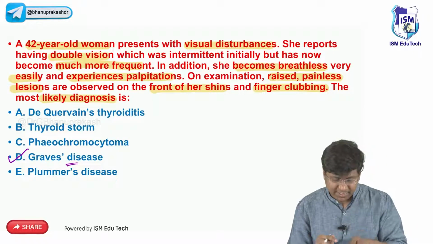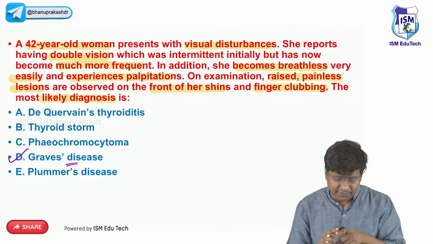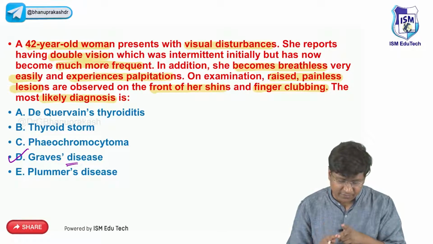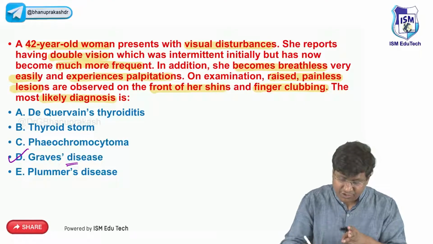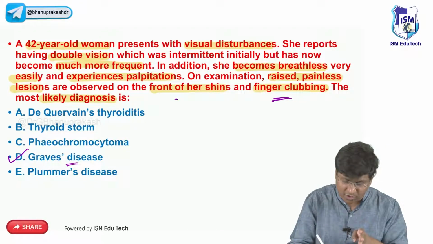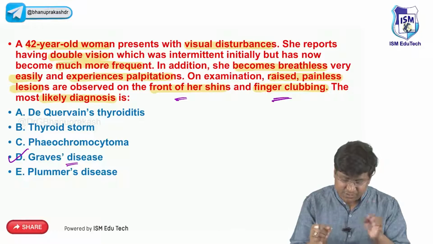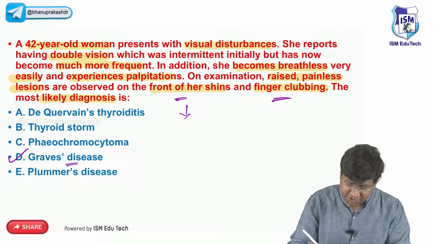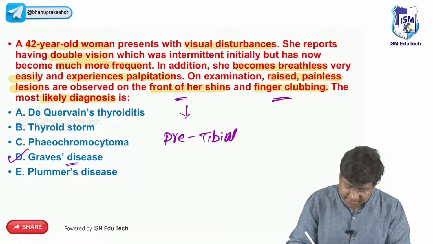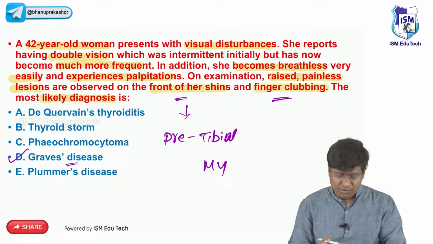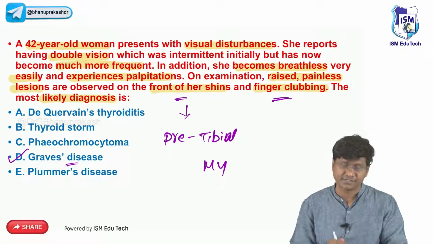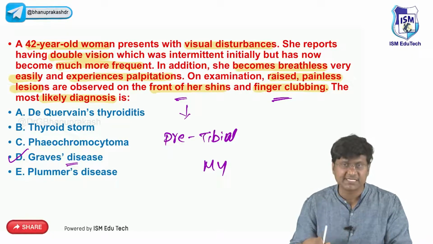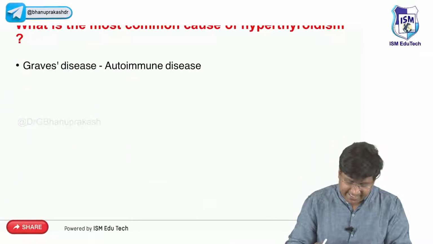Why? Because the patient has a history of palpitations, weight loss, clubbing of the fingers, and painless lesions observed in front of the shin over the tibia, which is nothing but the pretibial myxedema. So all these points are in favor of Graves' disease. I will discuss the other options subsequently. What exactly is Graves'?